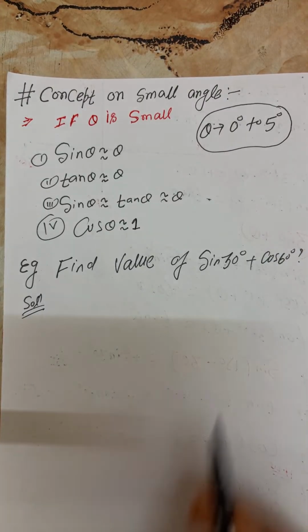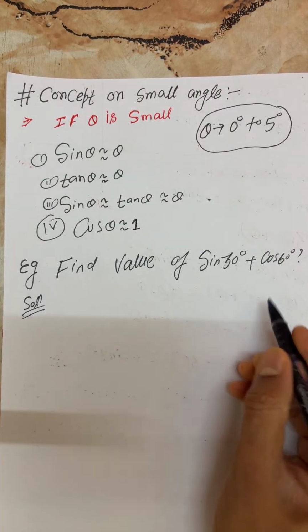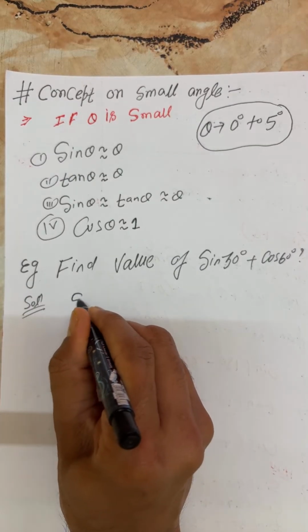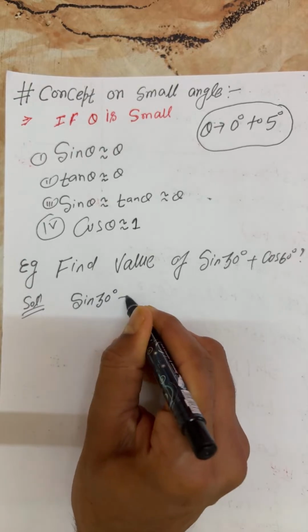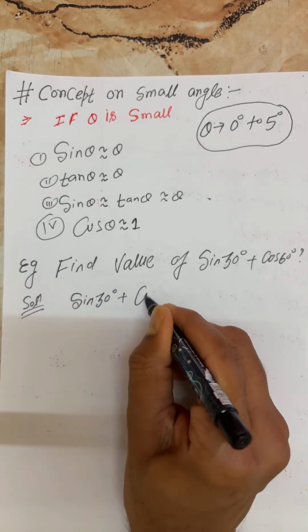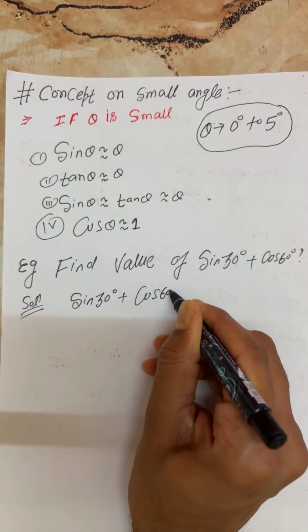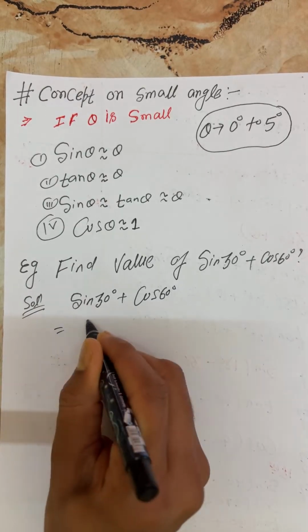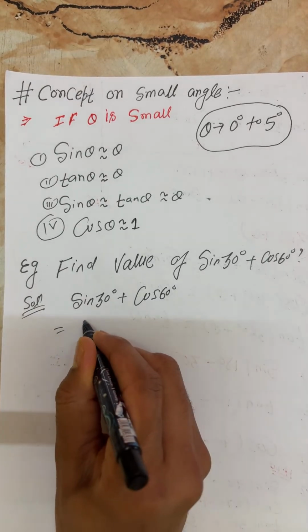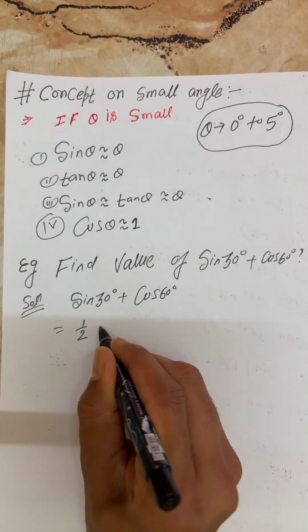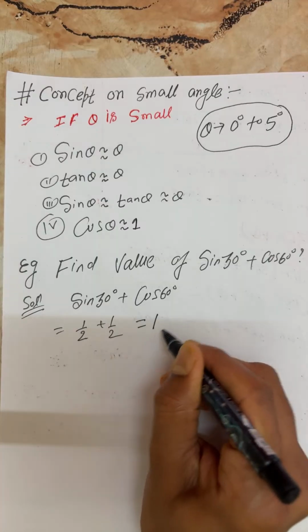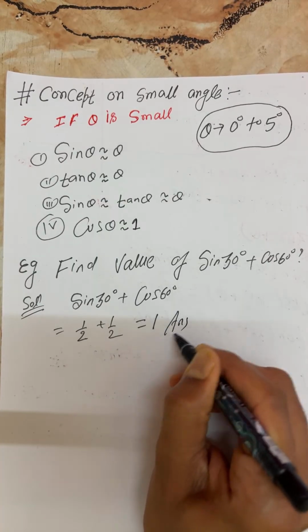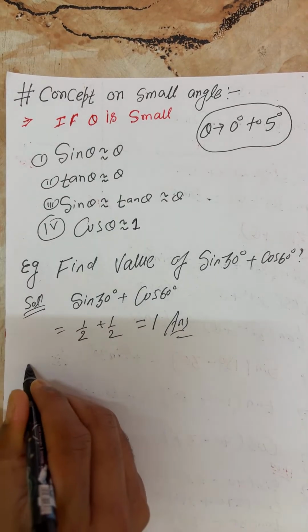In the solution, first write the given function. So what is your given function, kids? Sine 30 degree plus cos 60 degree. So what is sine 30? 1 by 2. Cos 60 is 1 by 2. 1 by 2 plus 1 by 2 becomes 1. So kids, 1 is your answer for the question. Do you have one more question?